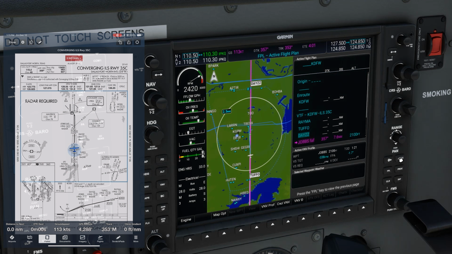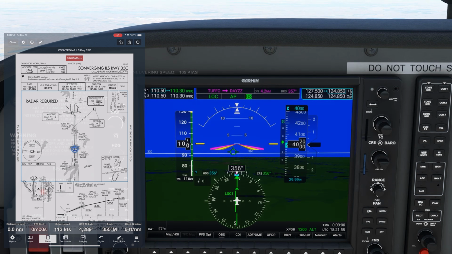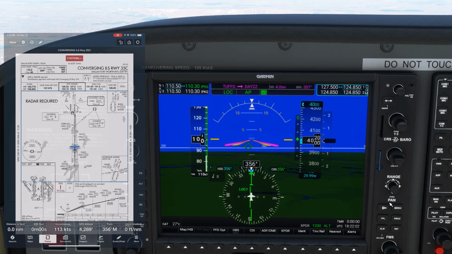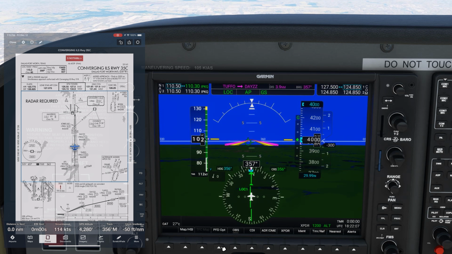This is a much better move than activating vectors to final as we did before, because now we do get the altitude restriction at Days of 3,000 feet. We need to cross Days at or above 3,000 feet. We've activated approach mode, so when the glide slope comes in, the autopilot captures it and follows it down. Now, our only job in navigating is to make sure we stay on localizer and glide slope, right?